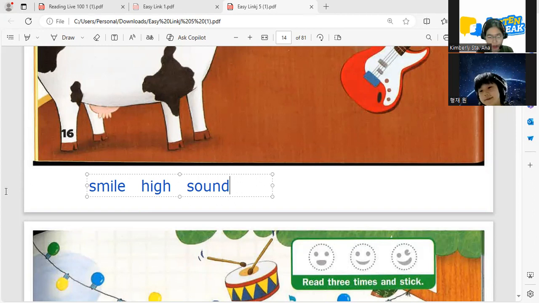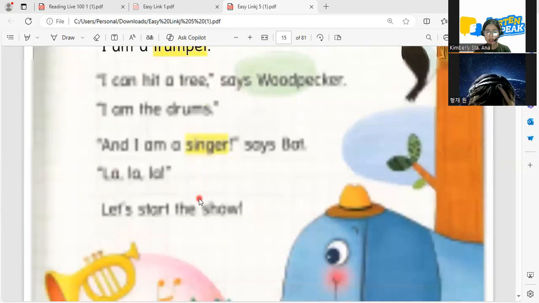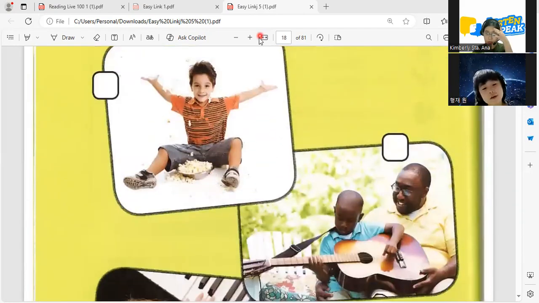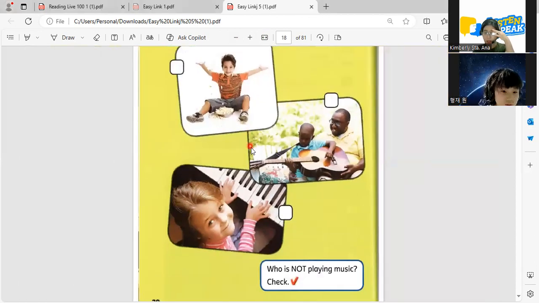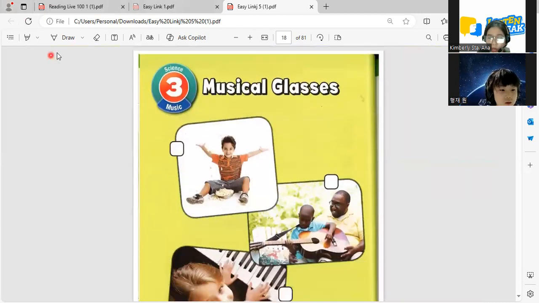Now let's have this one. Tori, we will have a new lesson and it's all about musical classes. But before we go there, let's look at the picture first, okay? Wow, look. Do you like going to music class? Oh, you don't like music class. But here we will talk about musical classes. So let's find out what they are.